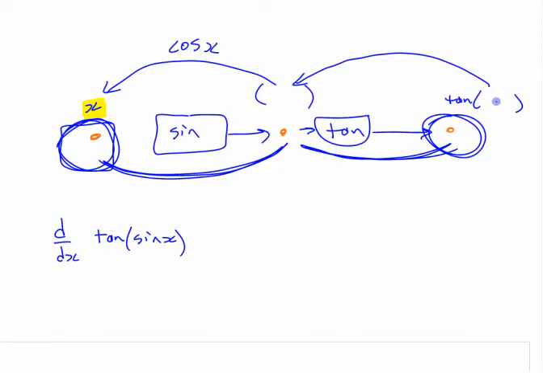Tan of something, if something is the variable. Happy face. If happy face is a variable. What's the derivative of tangent of happy face if happy face is a variable? What was it? Secant squared of happy face. But the thing wasn't happy face. What was it? Wasn't it sine x?